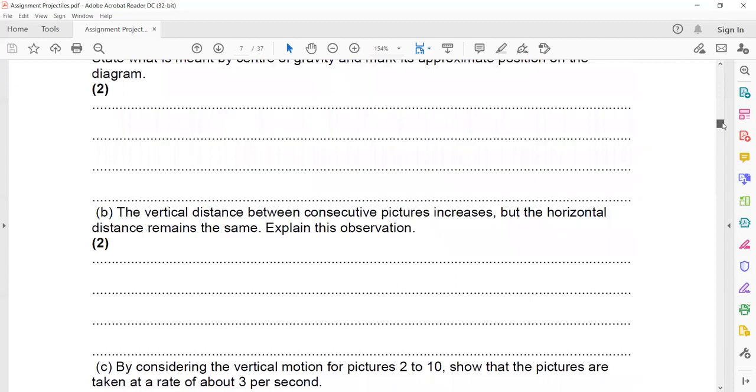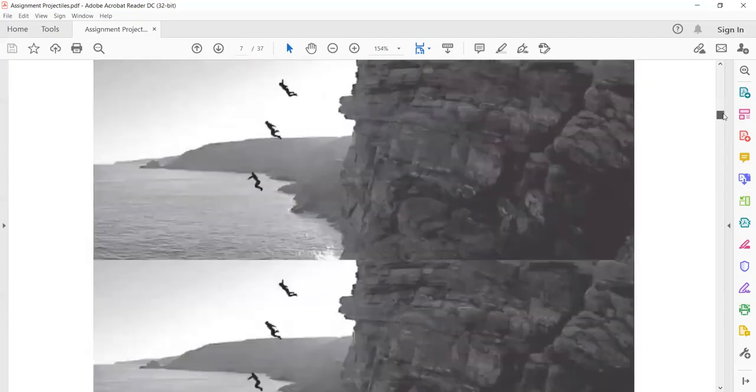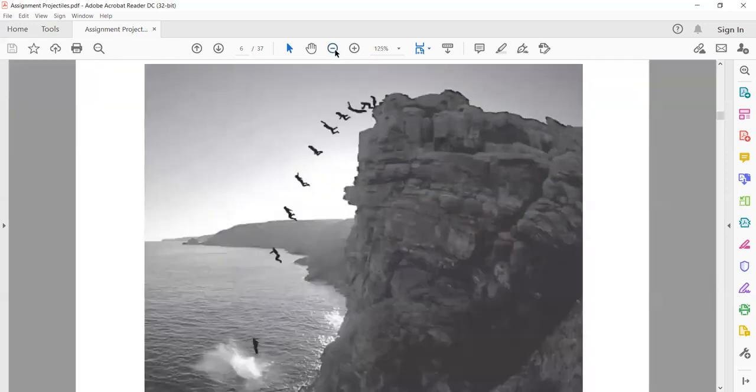The vertical distance between consecutive pictures increases, but the horizontal distance remains constant. Explain this observation. So what they said here is that the vertical distance between the pictures is increasing. Like the first picture, it is smaller, then it is increasing. You can see, the vertical distance is increasing, but the horizontal distance remains the same.